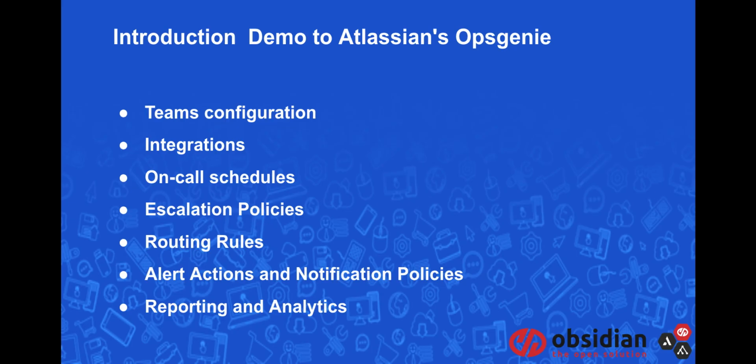In today's demo of OpsGenie, we're going to be going through Teams configuration, integrations, on-call schedules, escalation policies, routing rules, alert actions and notification policies, as well as reporting and analytics. Please note that this is not designed to be a deep technical dive. It's just to give you a full picture of what OpsGenie has, the capabilities it offers, and how it can improve your alert and on-call management processes. So let's get straight into the software.